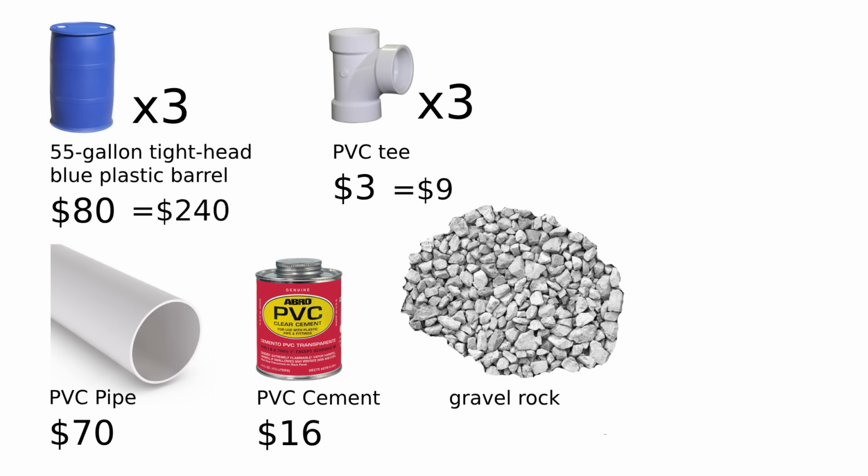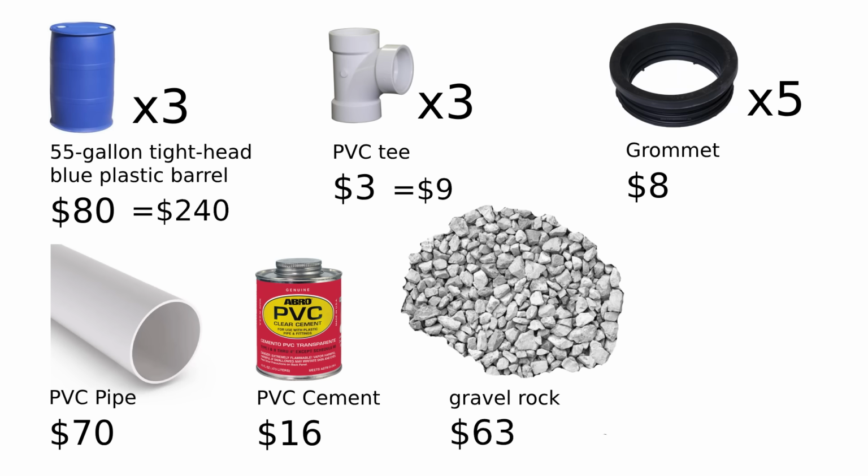The price of gravel rock is $21 per ton. You will need at least 2 to 3 tons. We shall go with 3 tons, which makes it $63 for the gravel rock. 1 grommet costs $8. We shall need 5, which will be $40. So the overall cost for the septic system will be $438.